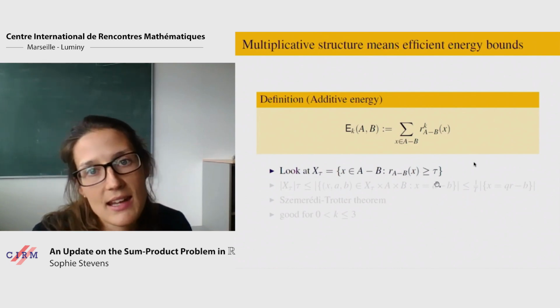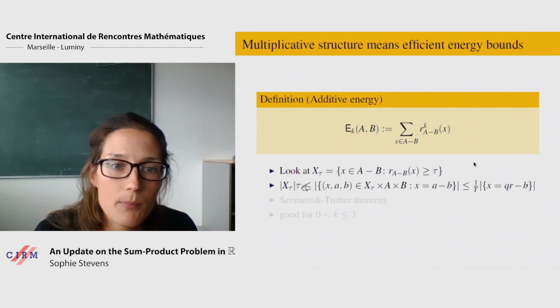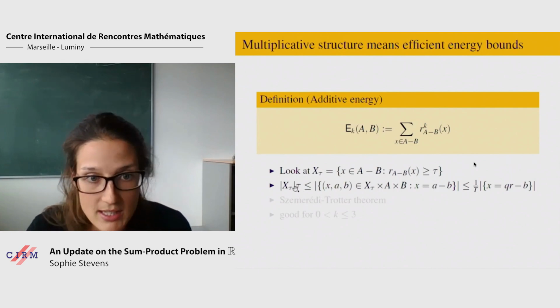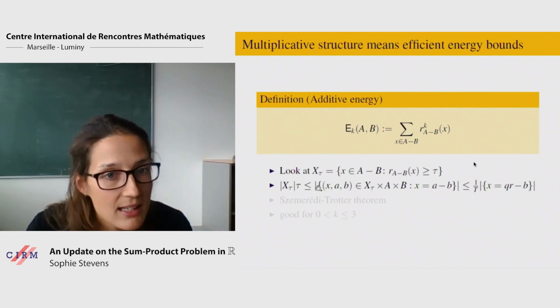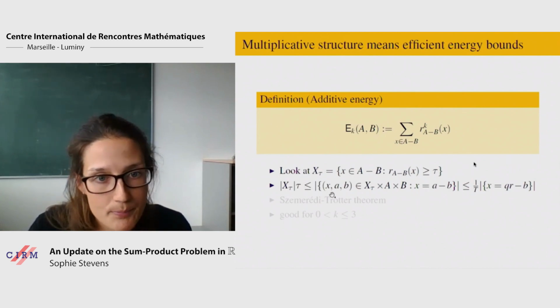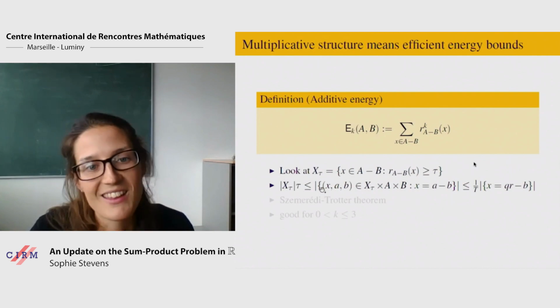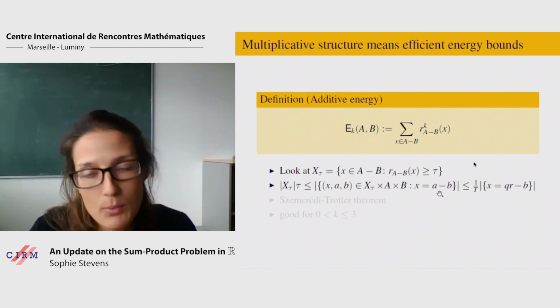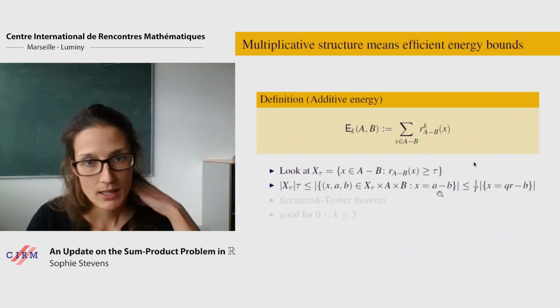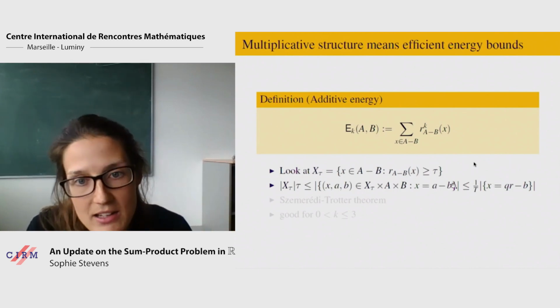Now we've defined this set X tau. Firstly, we've got the trivial inequality, which is the definition. We know that the size of X tau times tau is at most the number of solutions to the equation x equals A minus B, with all elements living in the various sets. But we also know something in addition.